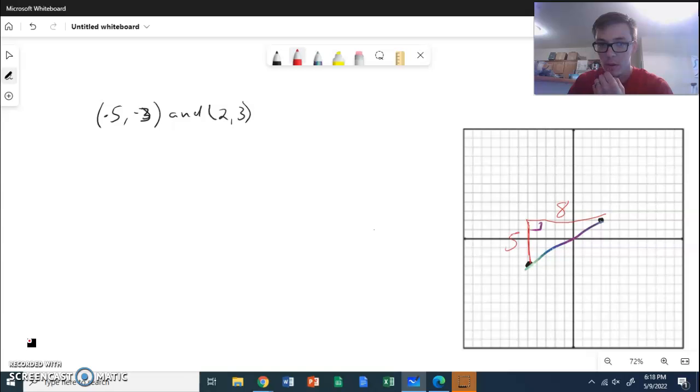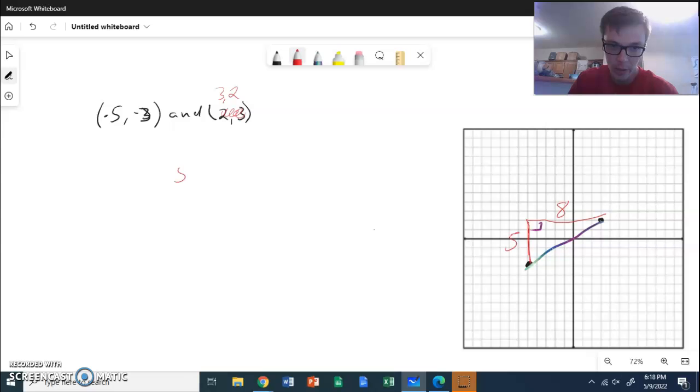Oh no, I just made a mistake. Sorry, I made a mistake when plotting these points. Let's change this to 3, 2. That's my fault. 3, 2. I just realized I made a mistake. But still going through, I plotted the point. That's what I graphed there. Now you can continue doing this.